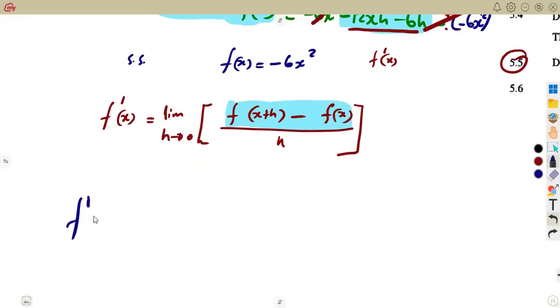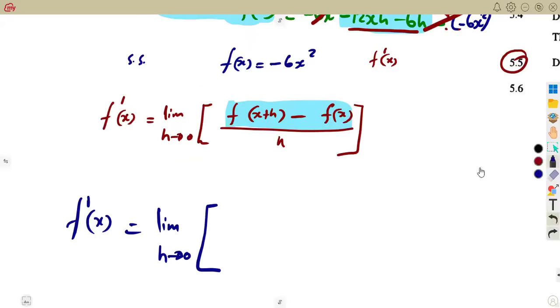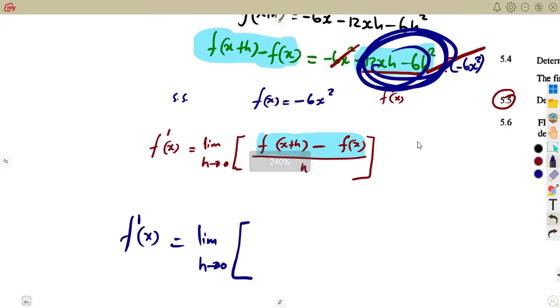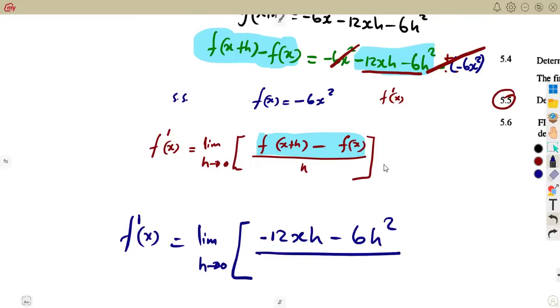So this is it. The first derivative with respect to x is going to be equal to the limit as h approaches 0 of what? This part, we simplified it as it is here. This is the one that we got here. So we're going to substitute this part as it is. So we got negative 12xh minus 6h squared, everything over h.